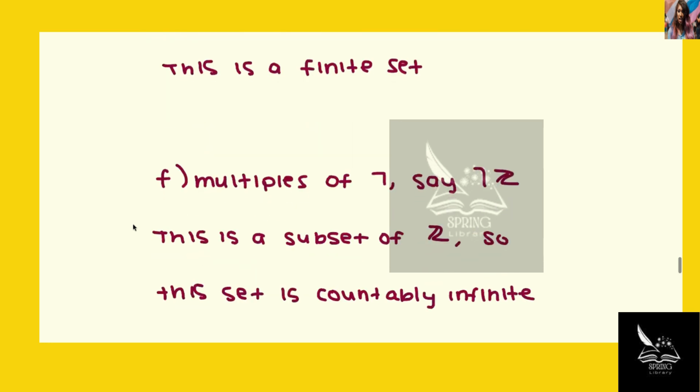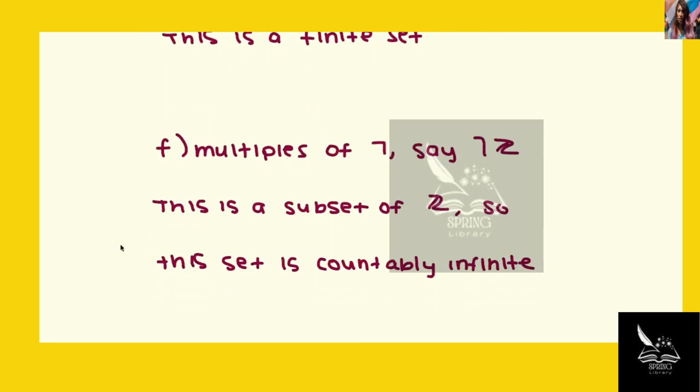And lastly, for part F, we're given that we have to investigate the multiples of 7 of the integers. So we'll denote that as 7Z. So we can clearly see that this is a subset of Z. So the multiples of 7 of the integers is definitely a countably infinite set.